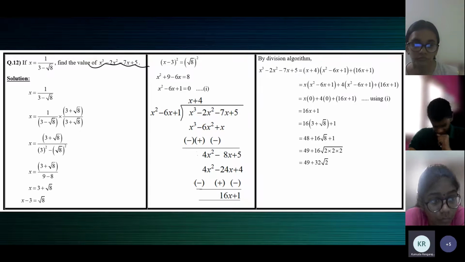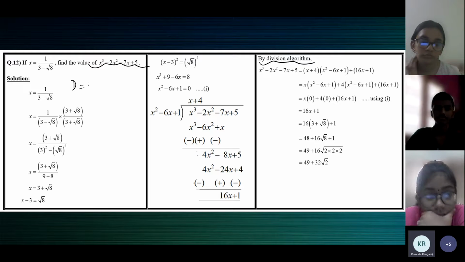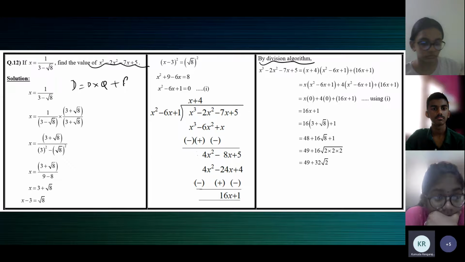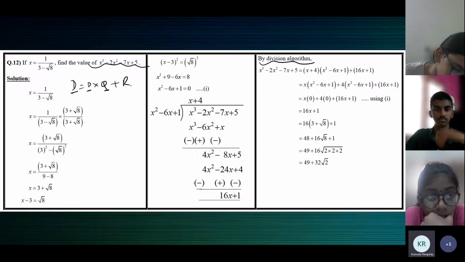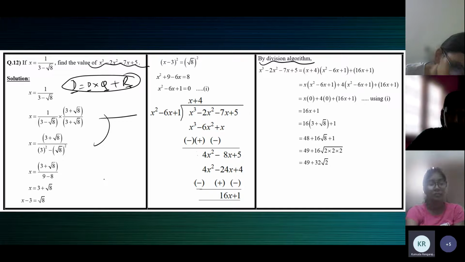To find the value of this expression, we are using the division algorithm. That is, dividend is equal to divisor into quotient plus remainder. But what is a dividend? What is a divisor? What is a quotient? What is a remainder? For this, you should perform a division process.